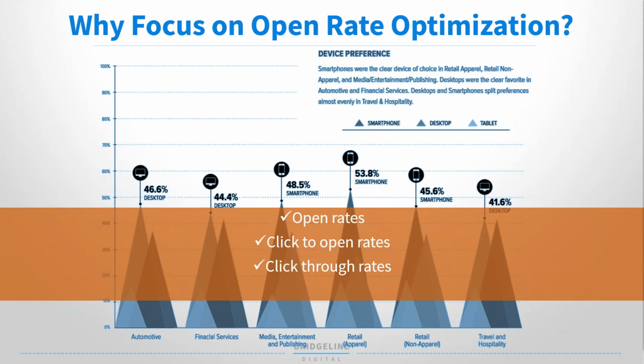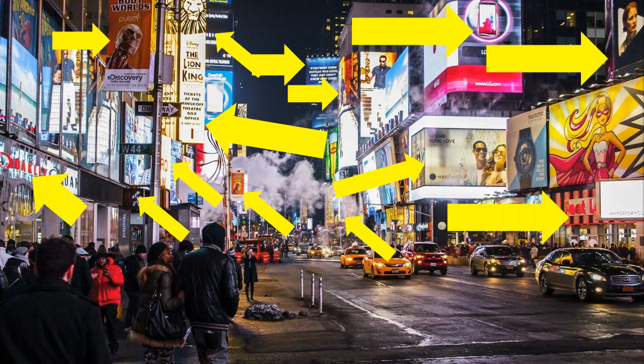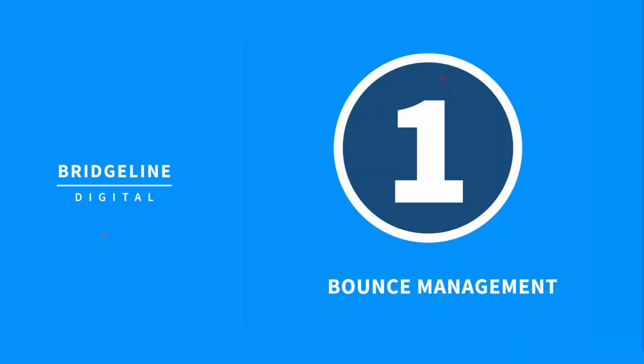So the question is, why focus on open rate optimization? If no one opens your emails, all other email metrics will suffer. So you have to say goodbye to high open rates, high click-to-open rates, and high click-through rates. And in today's email-heavy world, your subscribers are inundated with messages every day. In fact, people see up to 2,900 marketing messages a day. So how are you going to stand out in the inbox and increase your open rates? So let's get into the first hack.